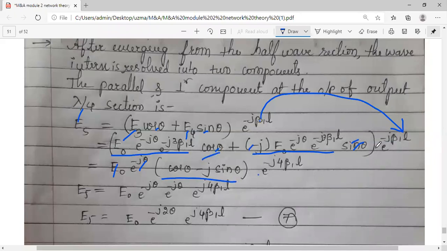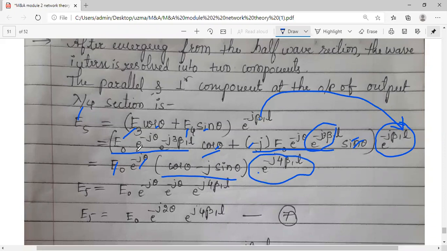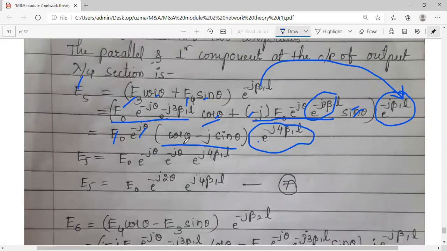Check the exponential term: here there is one, inside you have 3. 3 plus 1, totally 4. Then you have one more here. If you represent this in the polar form, e raised to minus j theta, so we have got 2 times theta. Okay, this is equation 7. Observe, you have got 2 theta. We started with theta. Here finally equation 7, it is the E5 component, the parallel component, we got 2 theta.